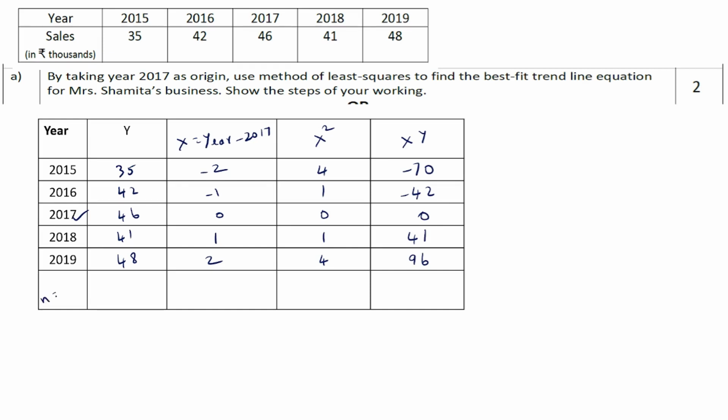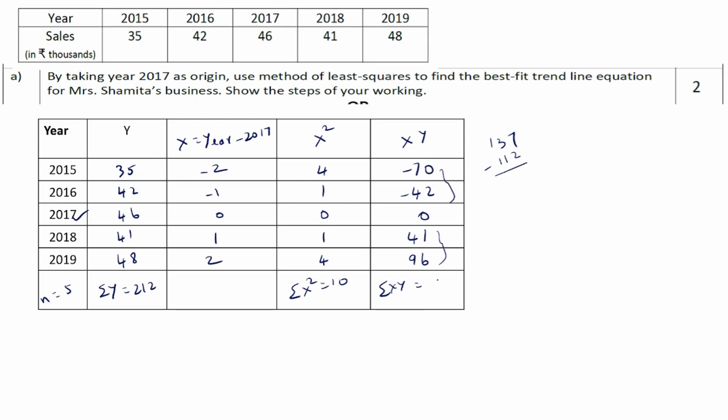So here we can see that n is 5. Then summation y, when we add all these, it is 212. Summation x is 0. Then summation x square is 10. And summation xy, when we add these two, it is 137. And when we add these two, it is 112 with a negative sign. So it is 137 minus 112.